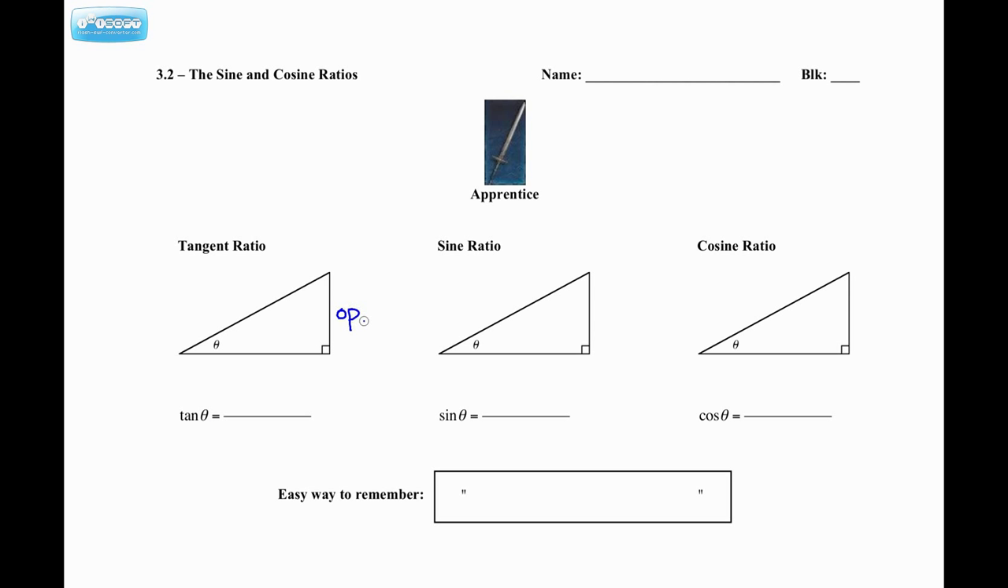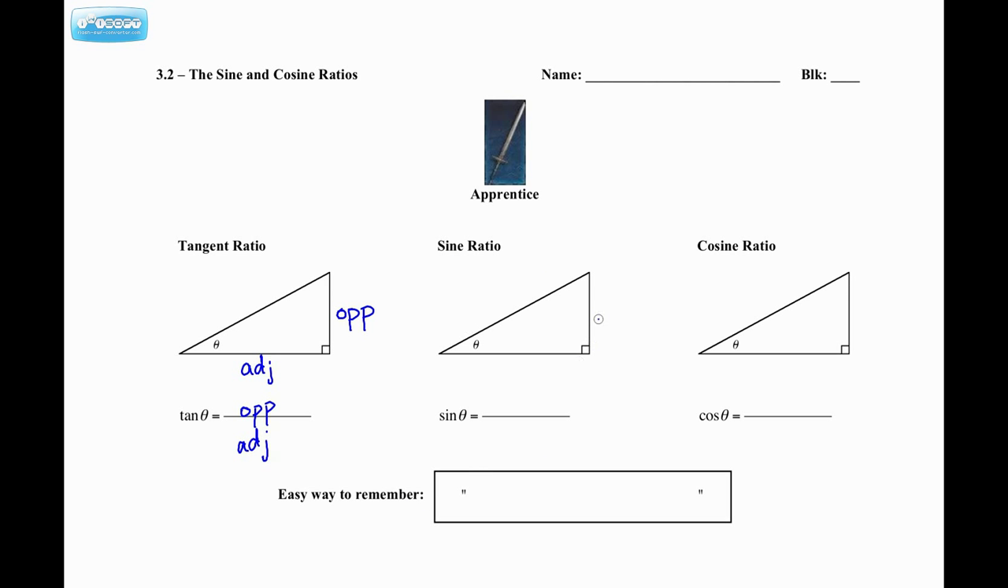We had the opposite here and the adjacent here, if that's where theta is. And tangent of theta is the opposite divided by the adjacent. So we've already worked with that. But we left out the hypotenuse, and we left that out for a reason. It's because if we want to use the hypotenuse, we use different ratios instead of tan.